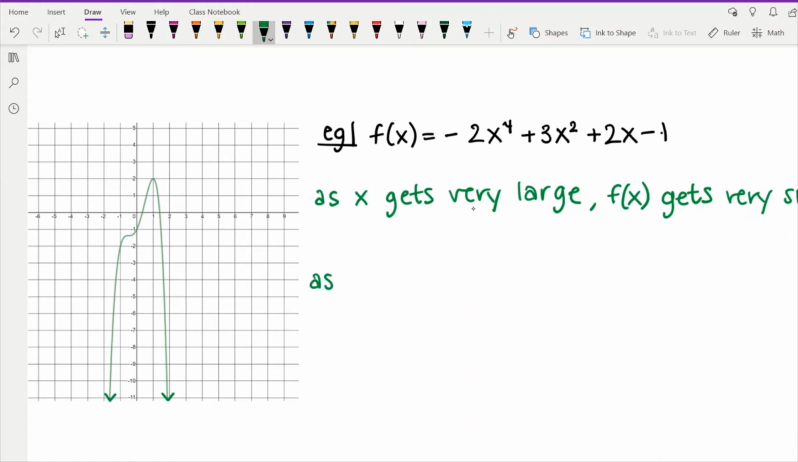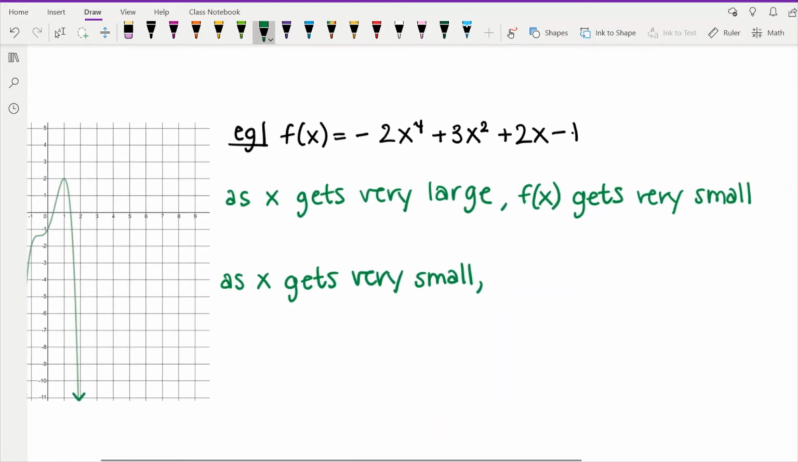What about as x gets very small? That would mean now looking to the left. As you plug in numbers that are further and further this way, what is the trend of where the function is heading? Well, it's also going down, right? Both ends are pointing down. And so as x gets very small, f of x also gets very small.